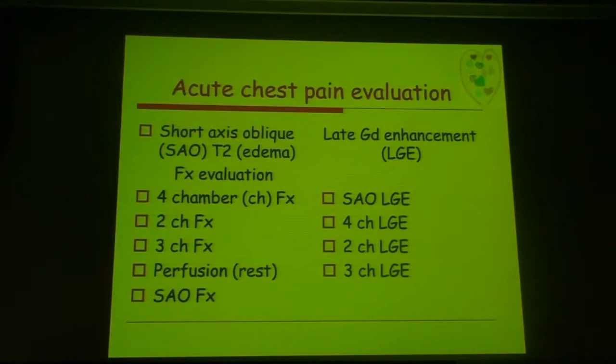Following that, we'll acquire sequences in order to evaluate the function of the left and right ventricle. So we're going to acquire bright blood images, steady state precession images, just as we've seen previously, in the 4-chamber view, 2-chamber view, and 3-chamber view, just as can be seen here. The FX is short for function. Then we're going to acquire the real-time first-pass perfusion throughout the short axis, as was demonstrated, and I'll show you that, I hope it's going to run. And then we're acquiring the function of the short axis.